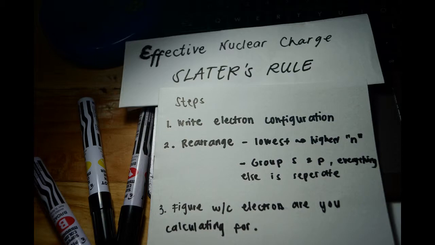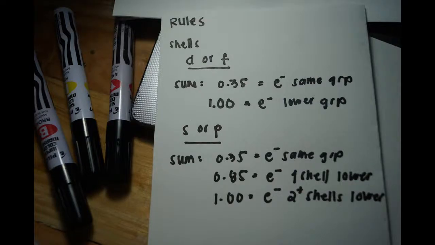Third is figure out which electron you are calculating for. The rules are, for the shells D or F, the sum will be 0.35 for each electron in the same group and 1 for each electron in the lower group. For the shells S or P, the sum will be 0.35 for each electron in the same group, 0.85 for the one shell lower, and 1.00 for the electron with 2 and above shells lower.